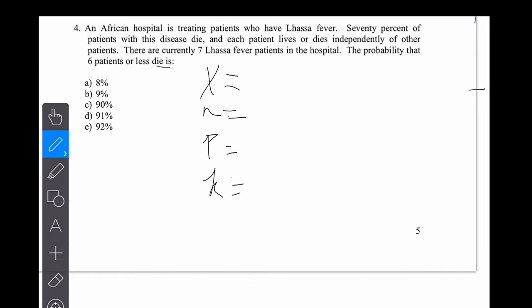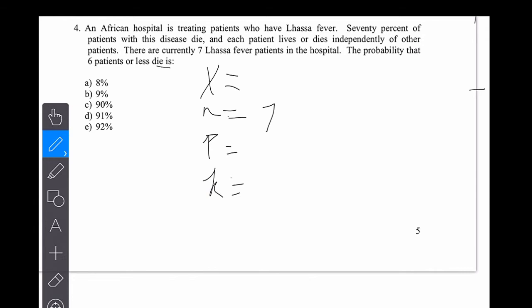What are we looking for, and how many times are we looking? Well, the last sentence is going to help us. The probability that 6 patients or less die, the way that that's phrased, what I'm going to be looking at when I look at the 7 patients, there's 7 patients, so I'm going to repeatedly look. I'm going to look at each one, and what I'm interested in is if they're alive or not.